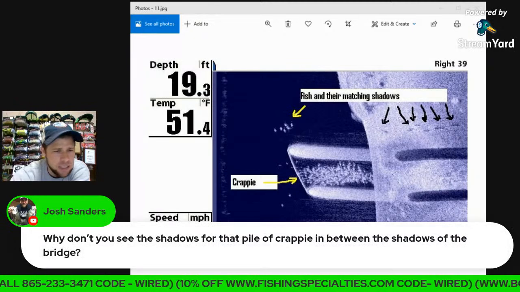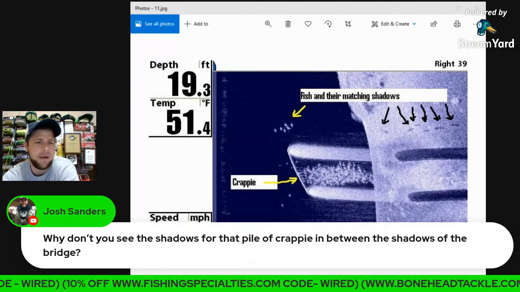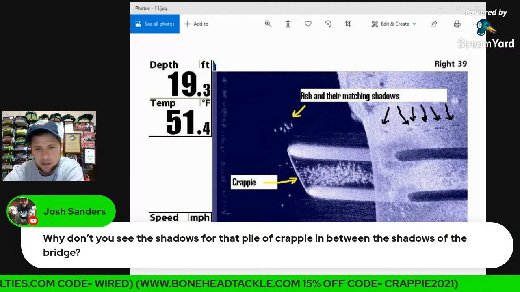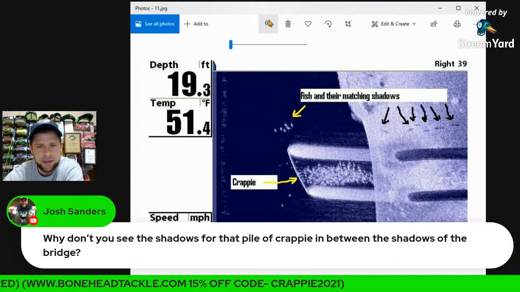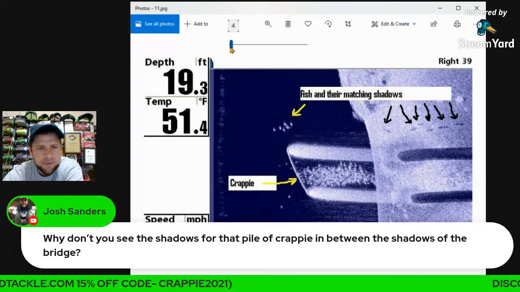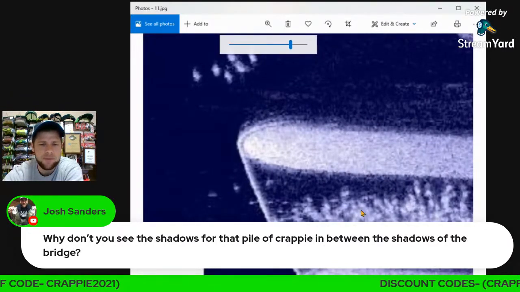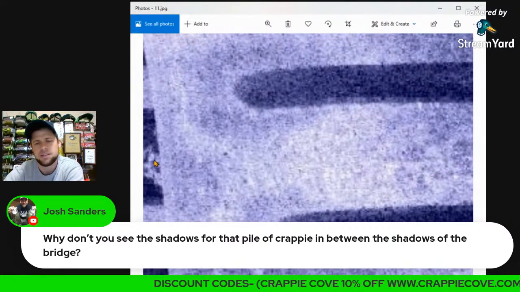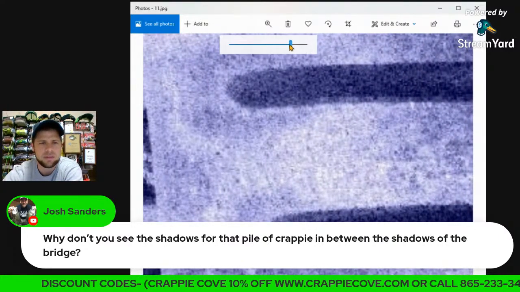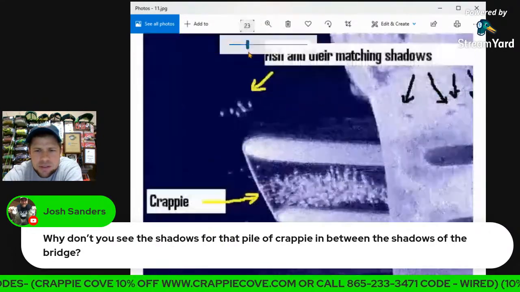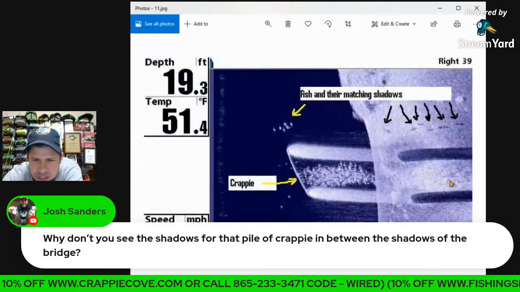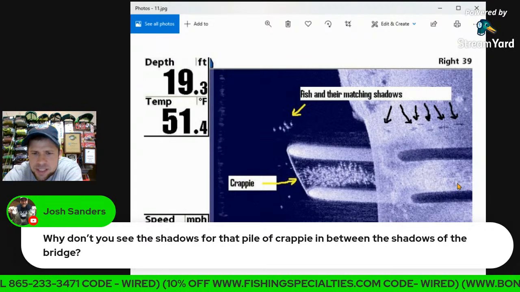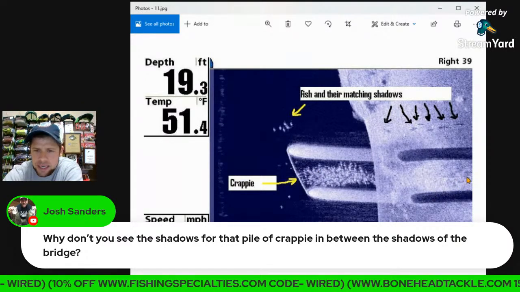All right, so here's Josh Sanders. He says, why don't you see the shadows for that pile of crappie in between the shadows of the bridge? You do. What, are you trying to call me out? I'll show them to you. They're there, my friend. Let me zoom in for you. All right, there's the crappie. And yeah, I got too close. You can see some of the shadows right there. You can see some of those high fish right here.